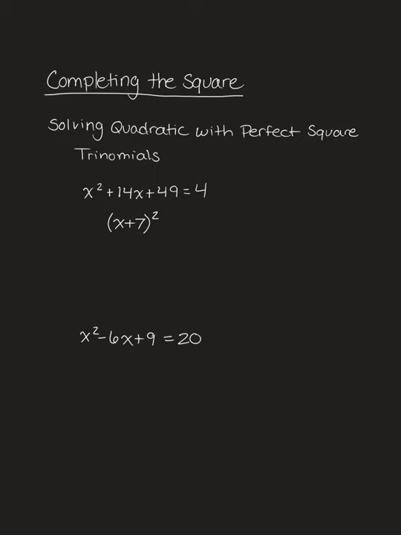Okay, and so 7 times 7 will give you 49. 7 plus 7 will give you 14. So it actually factors to x plus 7 squared. And all of this is equal to 4.